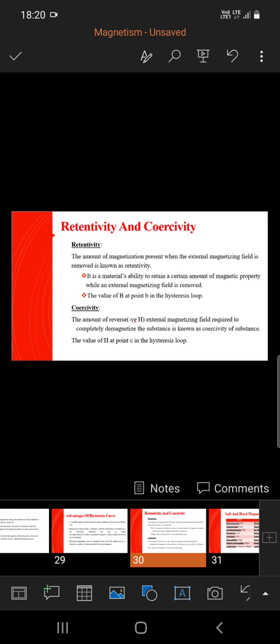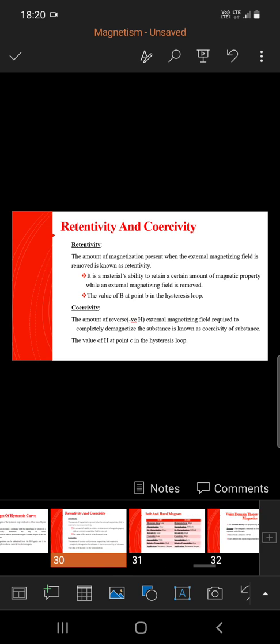Retentivity: the amount of magnetism present when the external magnetizing field is removed is known as retentivity. It is a material's ability to retain a certain amount of magnetic property when the external magnetizing field is removed. It is the value of B at point B in the hysteresis loop. Coercivity: the amount of reverse external magnetizing field required to completely demagnetize the substance is known as the coercivity of the substance. It is the value of H at point C in the hysteresis loop.